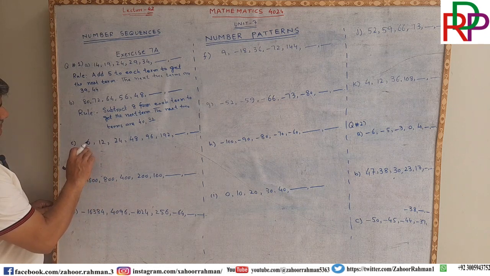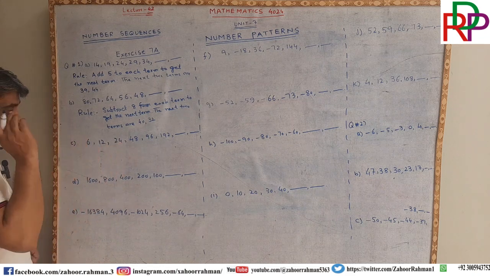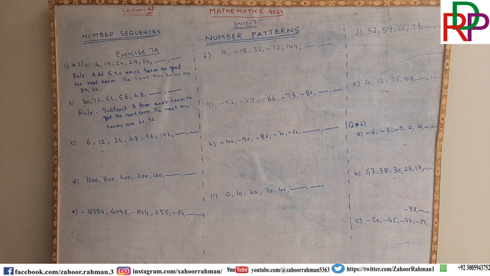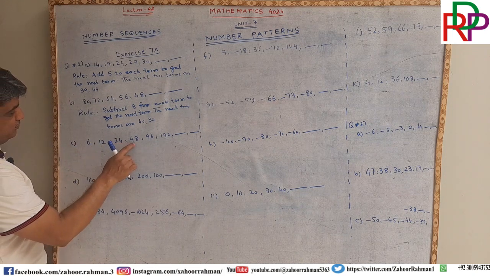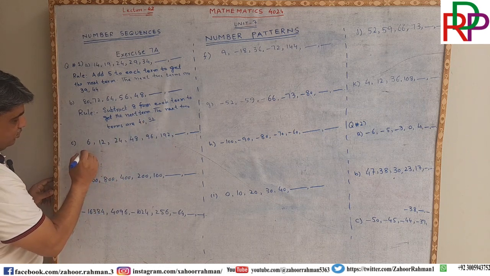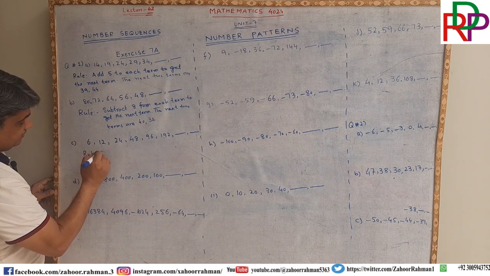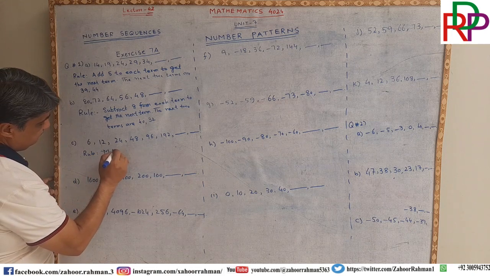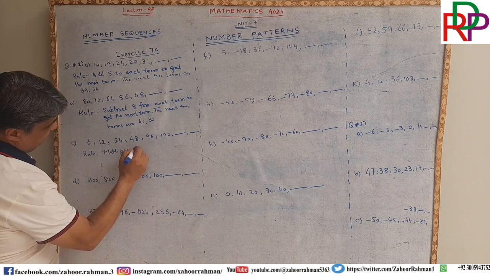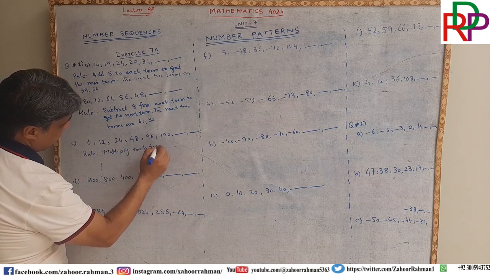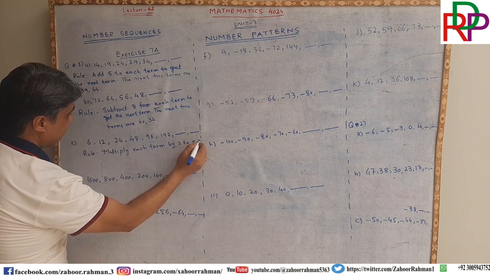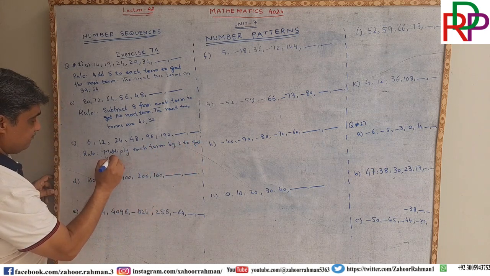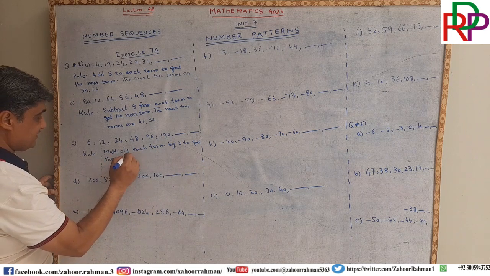Now 6, 12, 24 and 48: you have to use your mind to construct a rule. If you look, 6 twos are 12, 12 twos are 24, 24 twos are 48 and so on. So the rule is: multiply each term by 2 to get the next term.